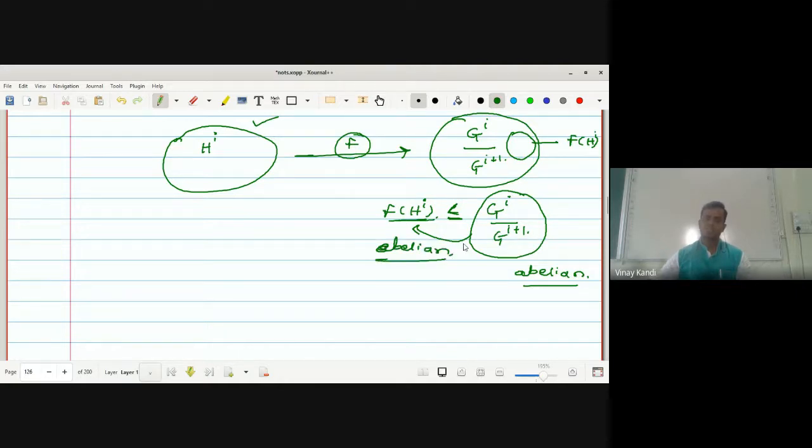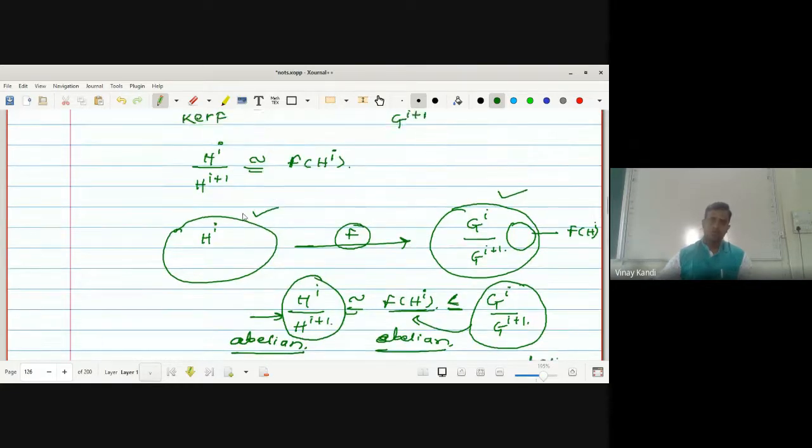If this is abelian, which is it isomorphic to? It is isomorphic to h raised to i upon h raised to i plus 1. So this is again abelian. Is it correct? Did you understand what I said? Yes, sir. How did this abelian come? Look carefully and remember this statement: h raised to i upon h raised to i plus 1 is isomorphic to f of h raised to i.